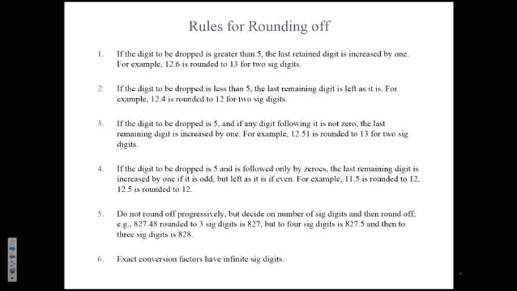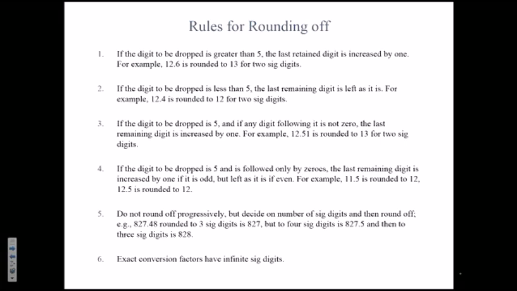Don't round off progressively. I've seen students making that mistake too. Okay? So if you have, let's say, a 5 sig digit number like this, and you have to round it to only 3 sig digits, then don't do progressive rounding. Right? So what is progressive rounding? You reduce from 5 to 4, then from 4 to 3. Okay? So if you do that, this is what you will get. If you round 827.48 to 3 sig digits in one shot, you look at the number that you're dropping. 4 is being dropped, and since 4 is less than 5, the answer is 827.